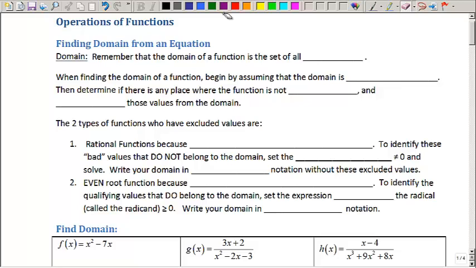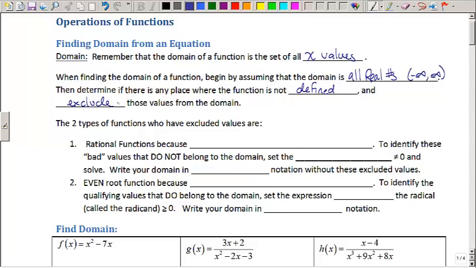First, in finding the domain of an equation, I'd like to remind you about what a domain is. Often we say that the domain of a function is the set of all x values. When finding the domain of a function, we're going to begin by assuming that the domain is all real numbers, or written in interval notation, negative infinity, positive infinity. Then we're going to determine if there's any place where the function is not defined, and then we're going to exclude those values from the domain.